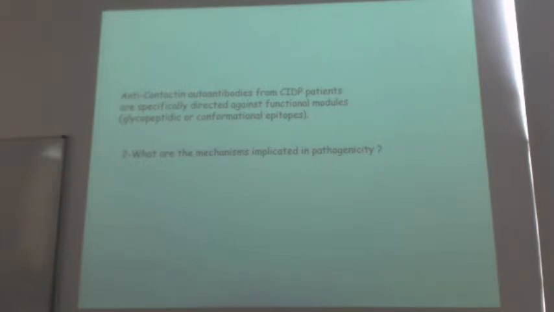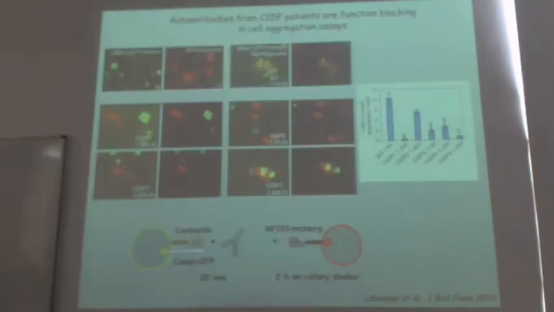So next, we asked what are the mechanisms implicated in the pathogenicity. Well, these 4 antibodies are of IgG4 subtype, meaning that they could not induce a complement-mediated attack. So it could be that these antibodies may be function blocking.